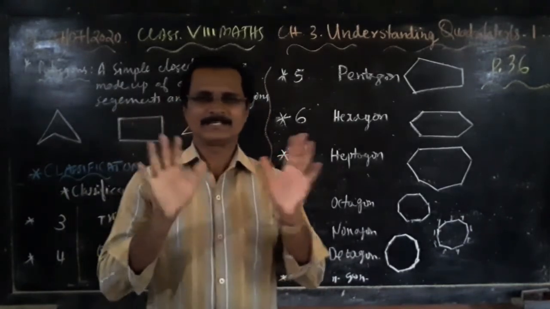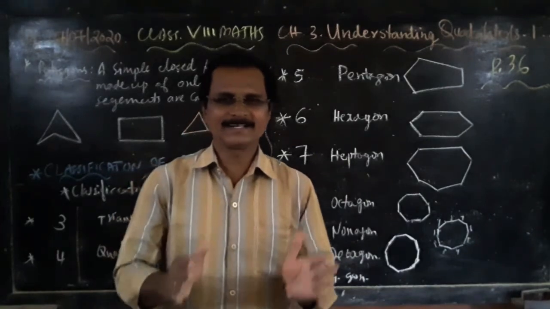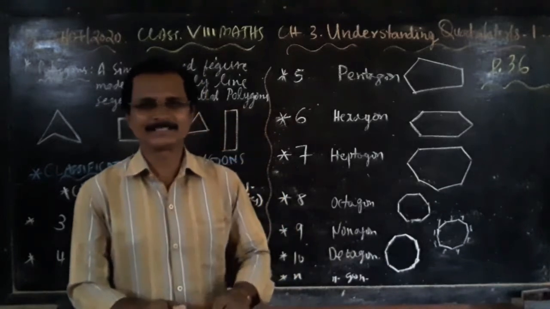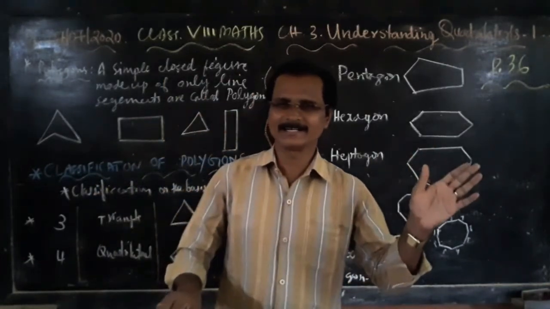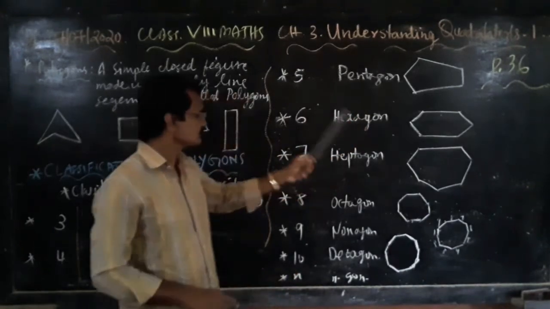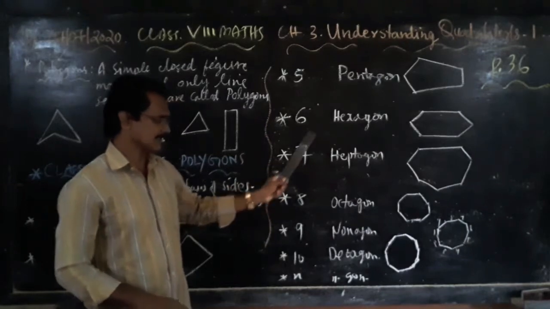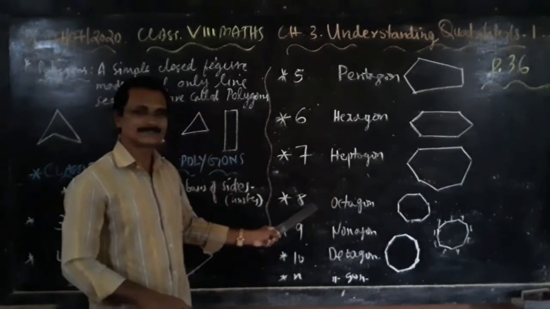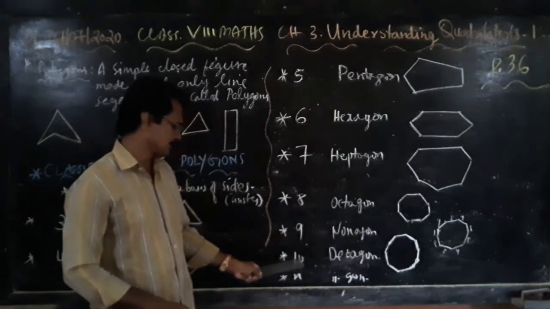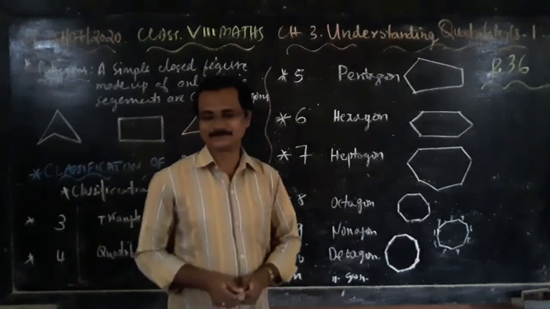Okay? So, what is the definition? Classification. A polygon with 3 sides, triangle. A polygon with 4 sides, quadrilateral. A polygon with 5 sides, pentagon. Sorry. Polygon with 6 sides, hexagon. Polygon with 7 sides, heptagon, polygon with 8 sides, octagon, polygon with 9 sides, nonagon, polygon with 10 sides, decagon, and n sides, that is n-gon.